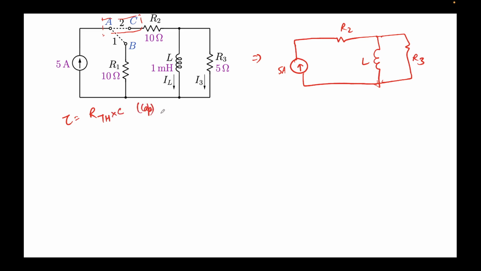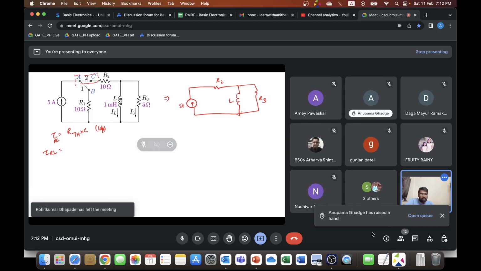Can anybody tell me what the time constant is in the case of an inductor, not conductor? The time constant when we are in an RL circuit. This is what we denote as tau RC. What is tau RL? Somebody, I think, yeah, Anupama, go ahead.